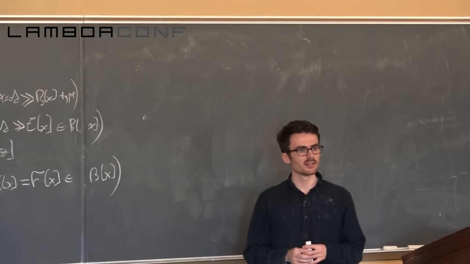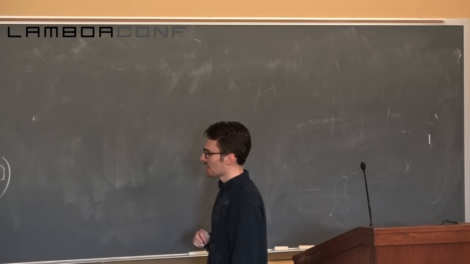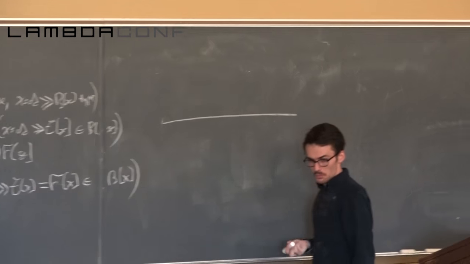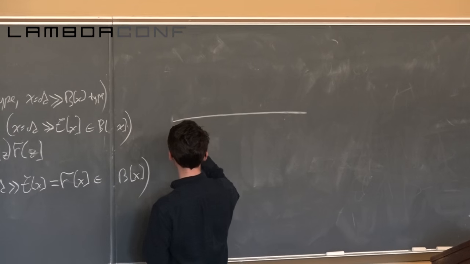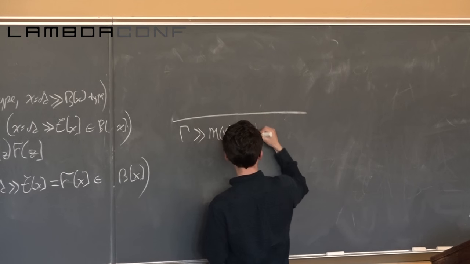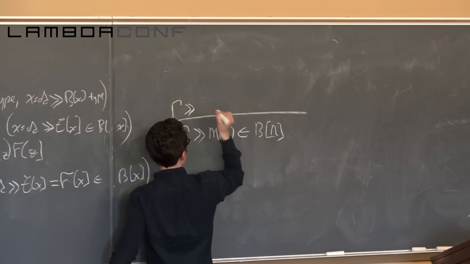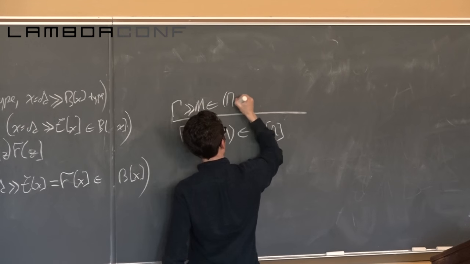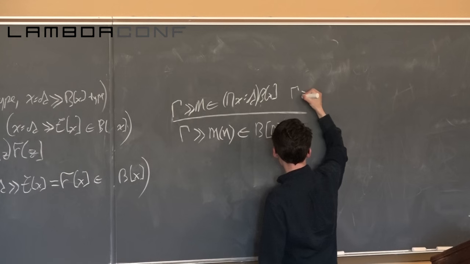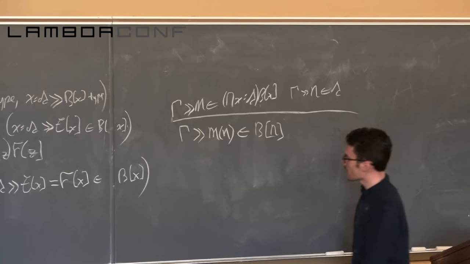So one of the things that I had hoped to be able to demonstrate to you today is what do we do with the elimination rules, right? Because you're accustomed, I'm sure, to seeing a rule that looks like this. Gamma entails M of N in B of N, if gamma entails M in pi x in A, B of x, and gamma also entails that N is a member of A. So where does this come in, right? And we didn't even give an introduction rule with these contexts.